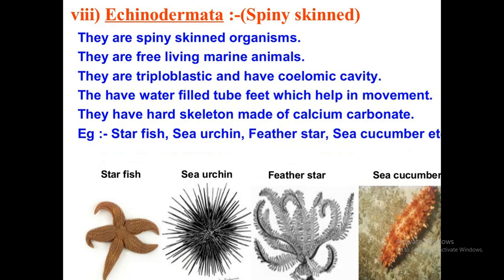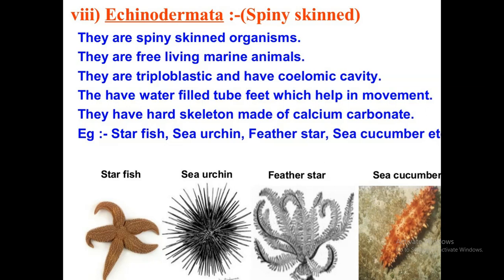The echinoderm meaning is spiny skin, so they have spines on their skins, and they are free living marine animals, like they are always present in the marine conditions in the water of ocean, and they are always free living. They are not living in colonies or in groups. The body is triploblastic, having 3 layers, and it is also having a coelomic cavity. They have water filled tube feet which help in movement. So the organ for movement in the case of echinoderms are the tube feet.